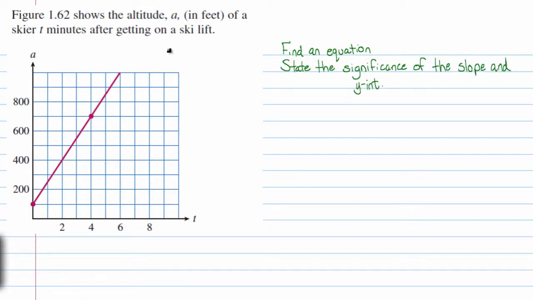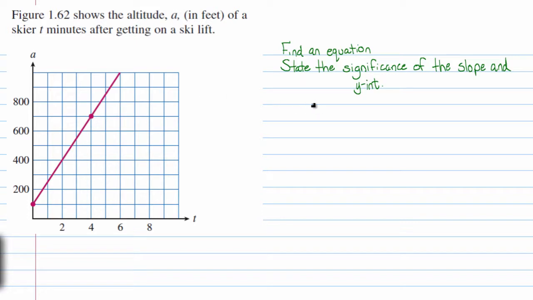So here we go. This figure shows the altitude of a skier so many minutes after getting on a ski lift. So 2 minutes after getting on a ski lift, they're at 400 feet in altitude. 4 minutes after getting on the ski lift, they're at 700 feet in altitude. Let's find an equation, and I see 2 points that are nicely highlighted.